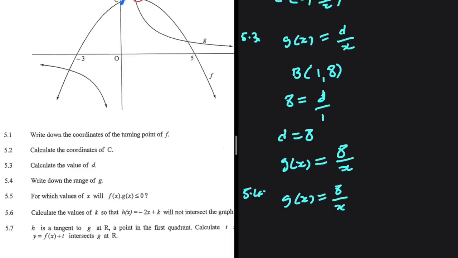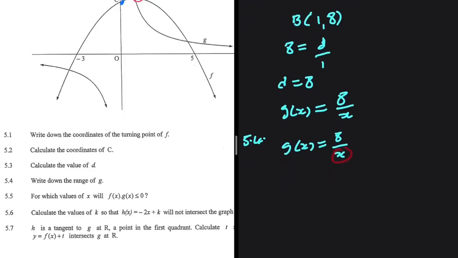In order for g of x to be equal to 0, we need x to be equal to 0. And we cannot divide by 0. So basically, g of x cannot touch 0. So we know that 0 to infinity is part of our solution.